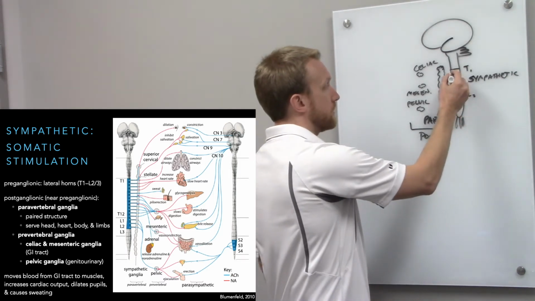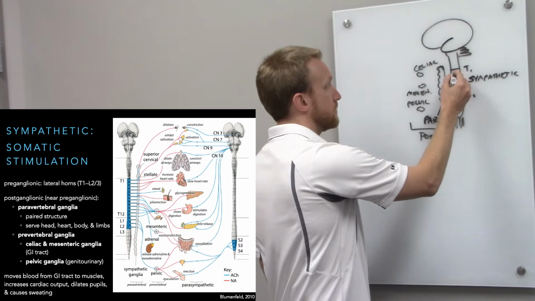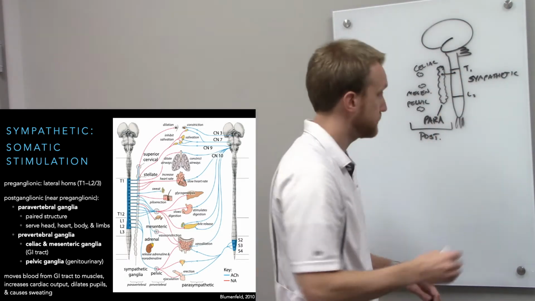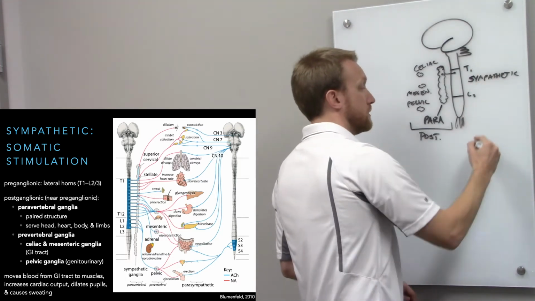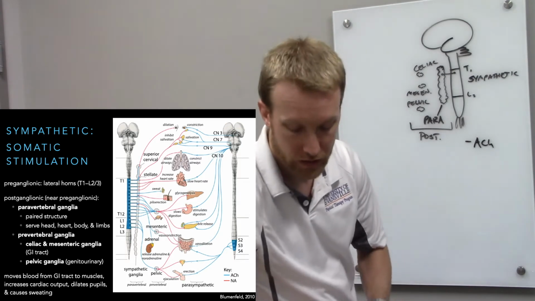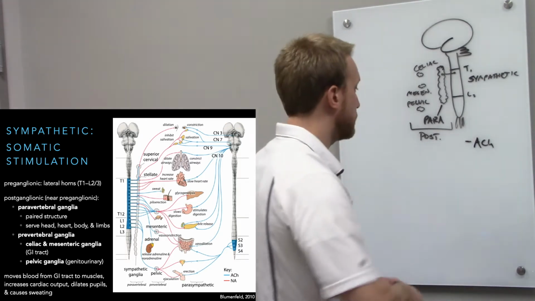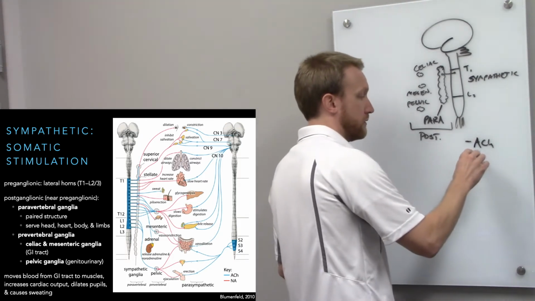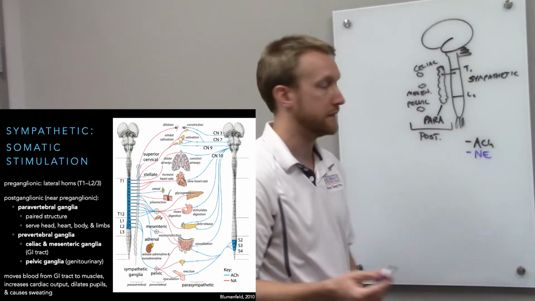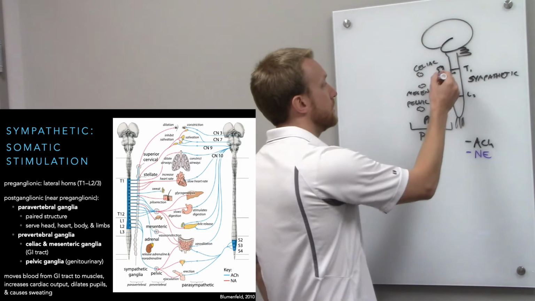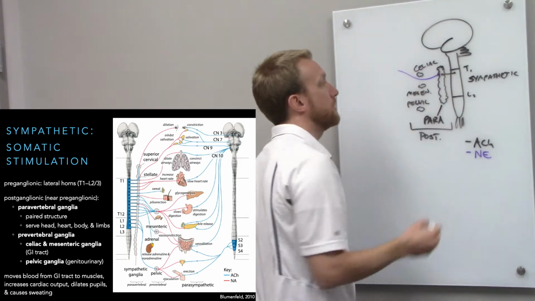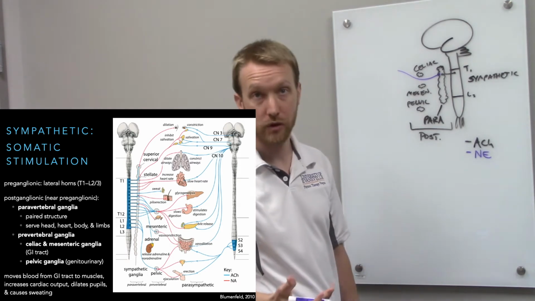The preganglionic neurons all release acetylcholine. Some of them synapse locally. The postganglionic neurons, nearly all of them release norepinephrine. The exception would be the neurons that innervate the sweat glands. Those still release acetylcholine. But all the others release norepinephrine onto some target.